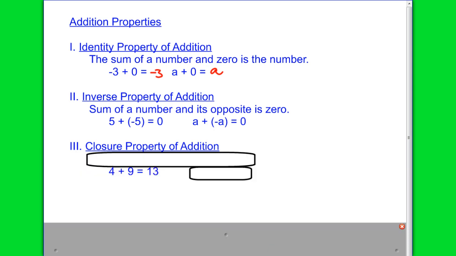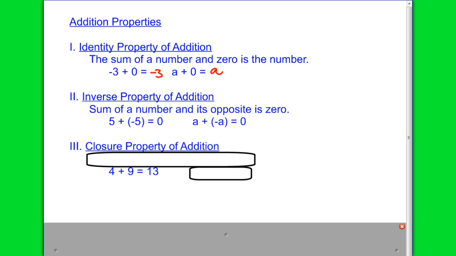This is such a funny little property. We don't talk about it as often because it's so straightforward, so evident to everybody. It's called the closure property of addition. And it says 4 plus 9 equals 13. How about next year if I came back and looked at this again, 4 plus 9 would equal 13. It always equals 13. Close the door on that.